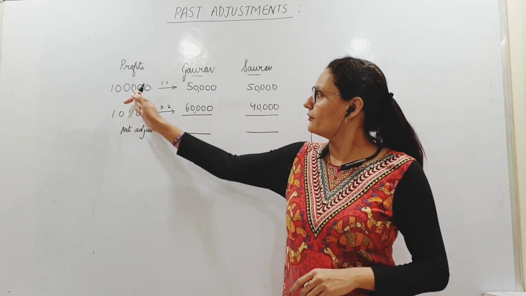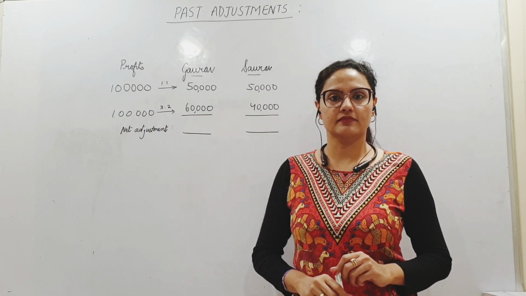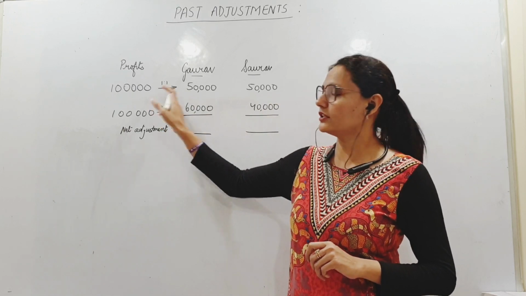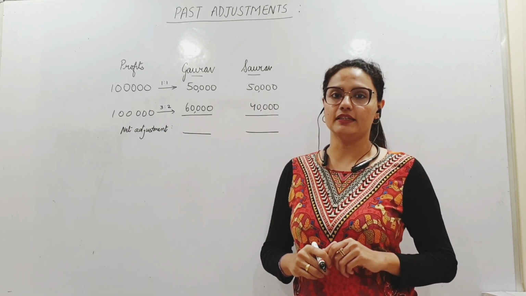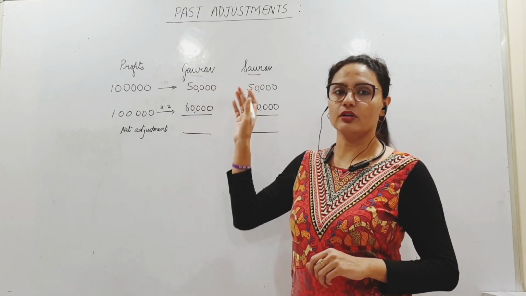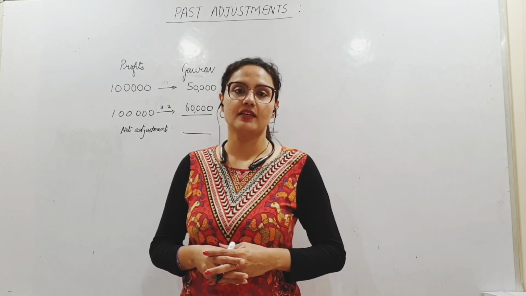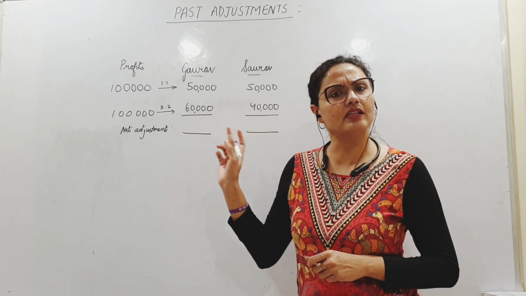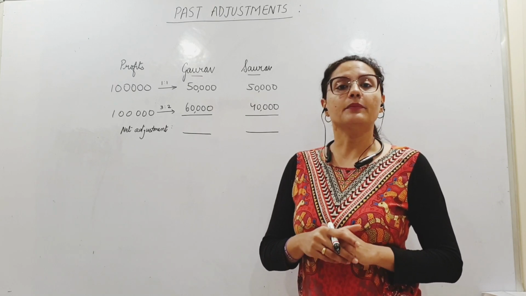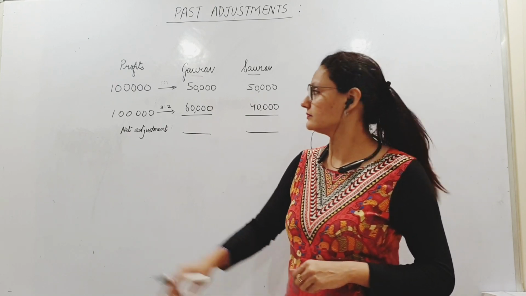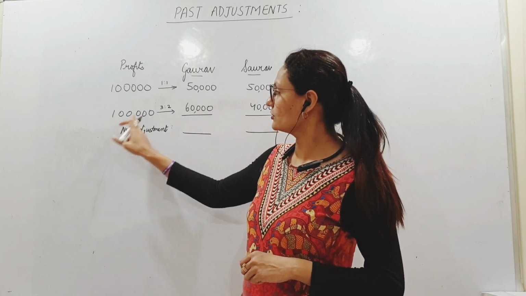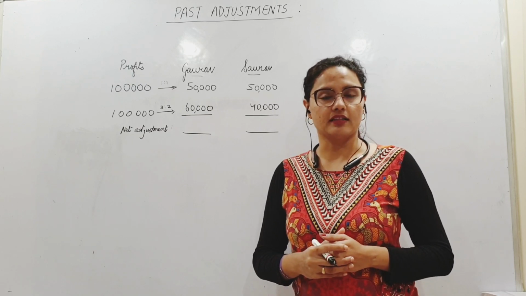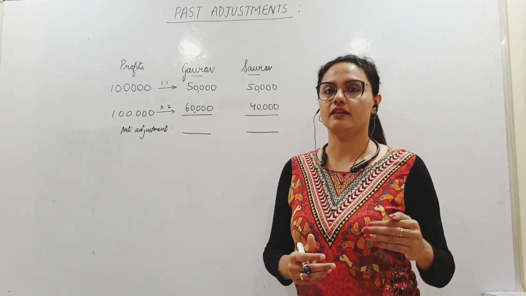Profits in the last year were 1 lakh, and the profits were distributed among two partners, Gaurav and Saurabh, in the ratio 1:1. That is equal: Gaurav got 50,000 and Saurabh too got 50,000. But later on, meaning now, in this year, we realize that something wrong was done. The profit sharing ratio was 3:2. So this 1 lakh should have gone in the ratio of 3:2. Since that was not done, we need to rectify it now.